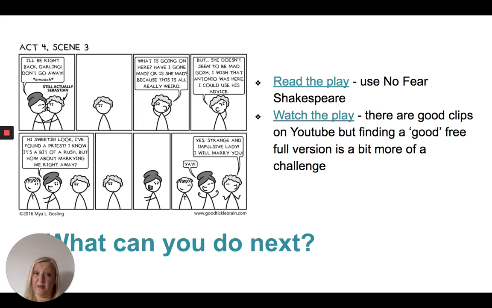You can also watch the play. Now, a bit of a word of caution here. It's quite hard to find very good versions on YouTube. I've put one on here. By all means, watch it. It's an amateur version, but what you can access are lots of little clips on the RSC website, National Theatre website, etc. And actually, to buy versions of the play, they're not that expensive.